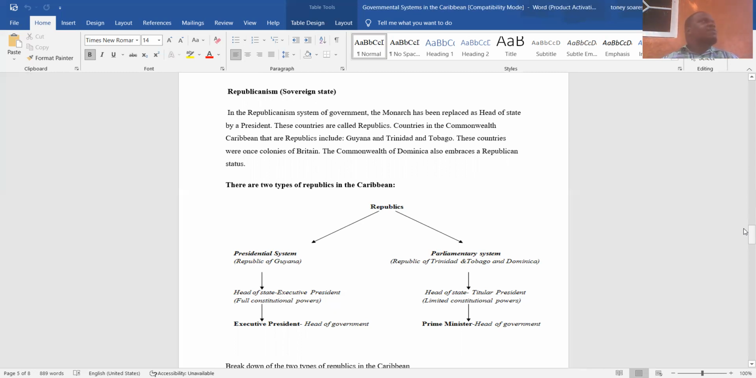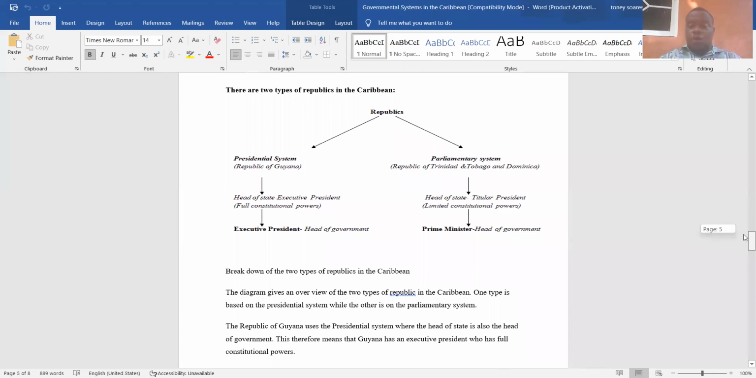There are two types of republics, or under republicanism, there are two types. You have to pay close attention to this section right now, ladies and gentlemen, because it might be a little bit difficult for some persons to understand, but I want you to pay close attention. Remember, you can always rewind, you can always replay, you can always rewatch this portion of the video because this is important. There are two types of republics in the Caribbean. I hope that you are seeing this on the screen, right?